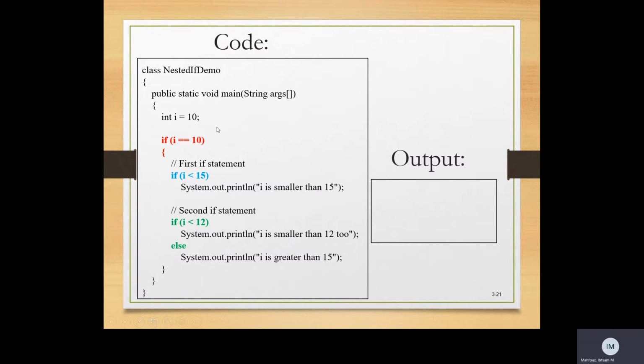We're starting off with i equals 10, and then we're checking, is i equal to 10? The answer is yes, the answer is true. And so we come here and we say, okay, well, we know that it's 10. Now we want to check if it's less than 15. Well, we know it's 10 already, right? But here I'm going to say if 10 is less than 15, then I'm going to say i is smaller than 15. Otherwise, if it's less than 12, I'm going to say that. So I have here an if statement, and then I have another statement that I want to check.